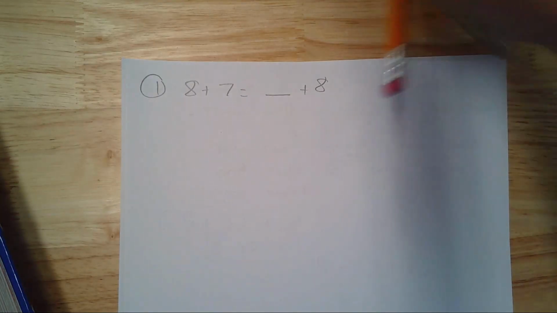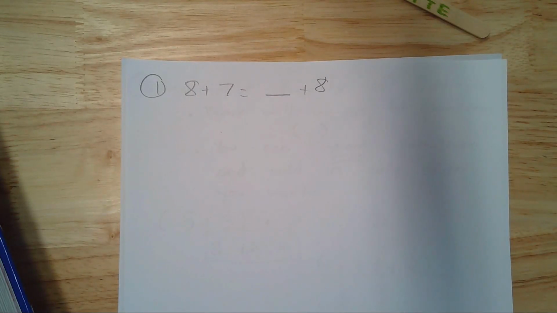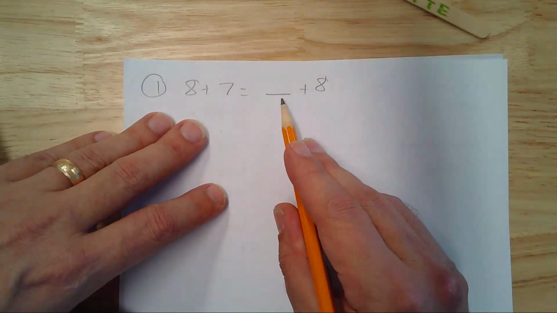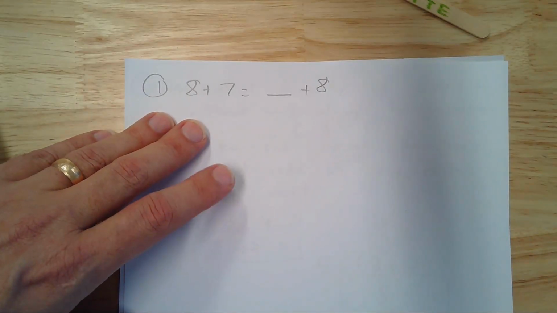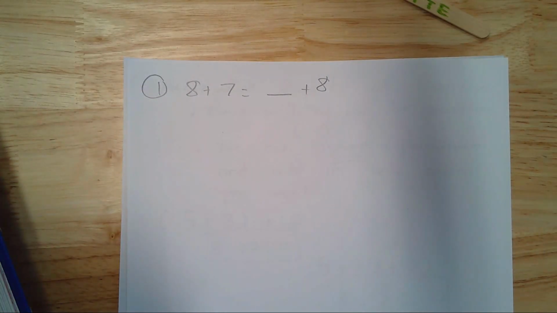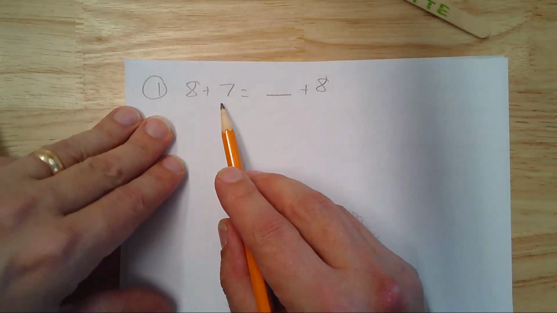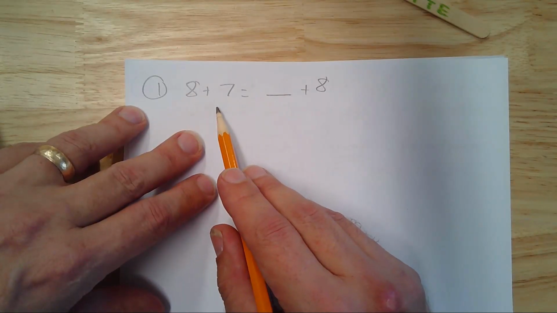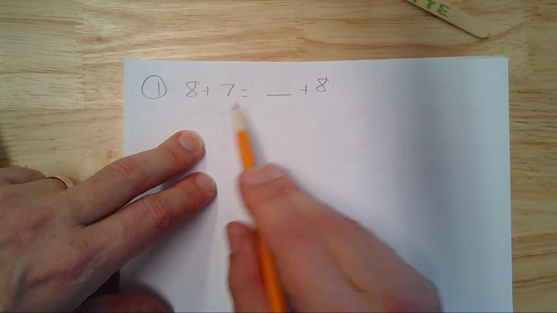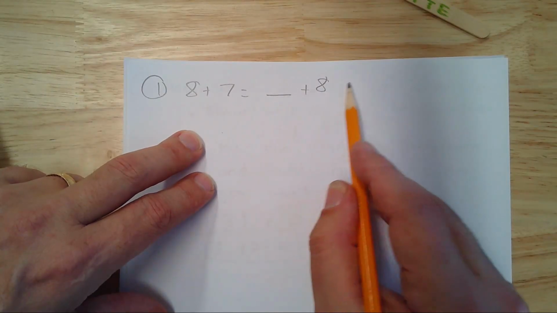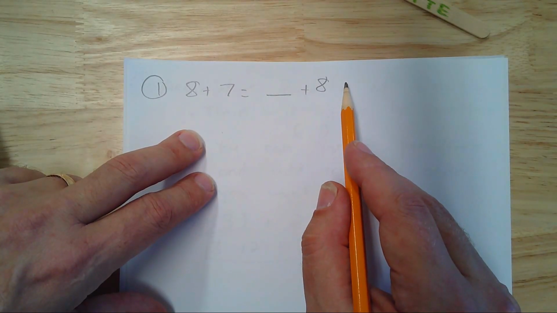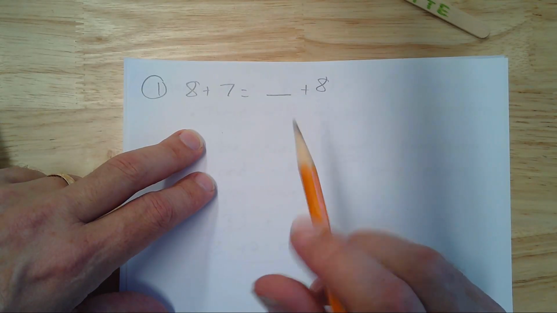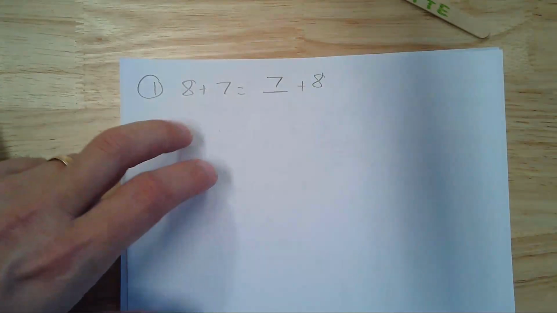Charlotte. 8 plus 7 equals what plus 8? What does that mean? What goes in the box here? What's 8 plus 7? 8 plus 7 is 15. 15 equals what plus 8? What plus 8 equals 15? 7? Yeah. So I'd put a 7 in the box there.